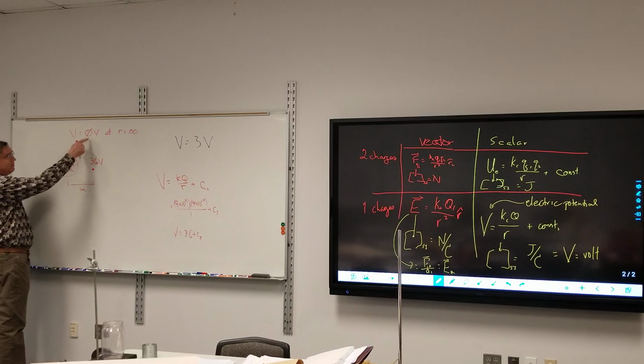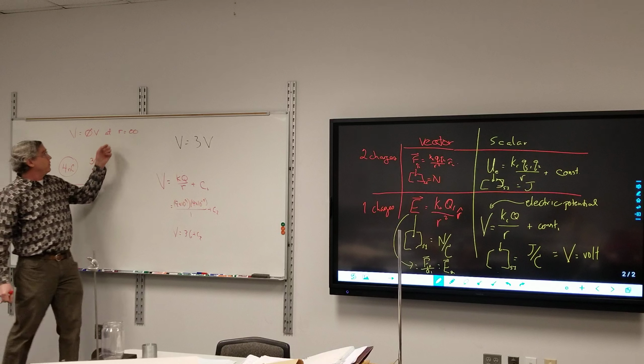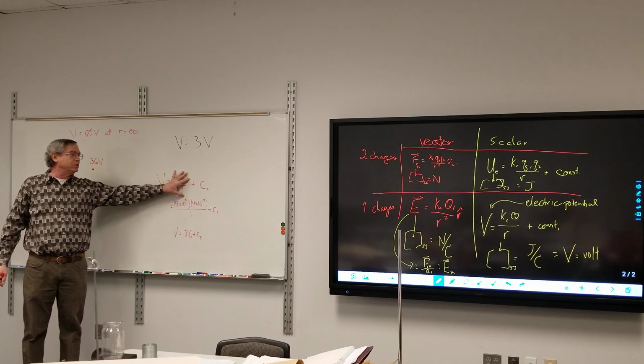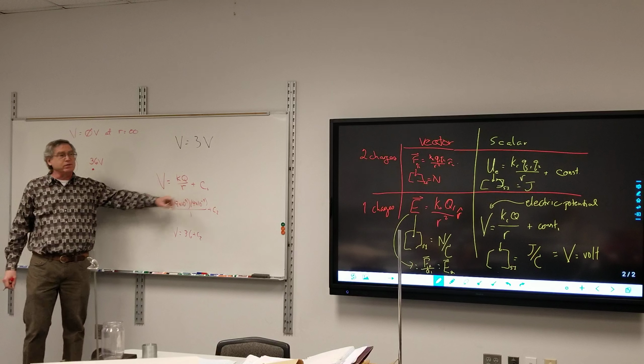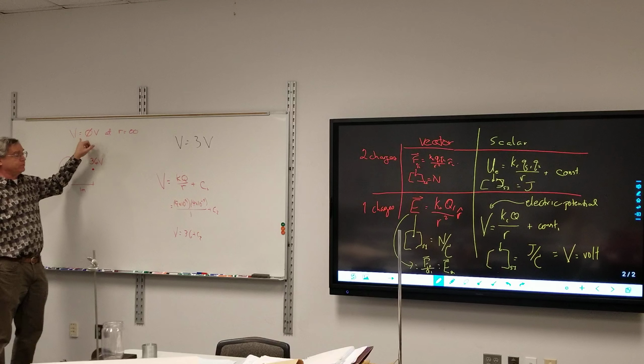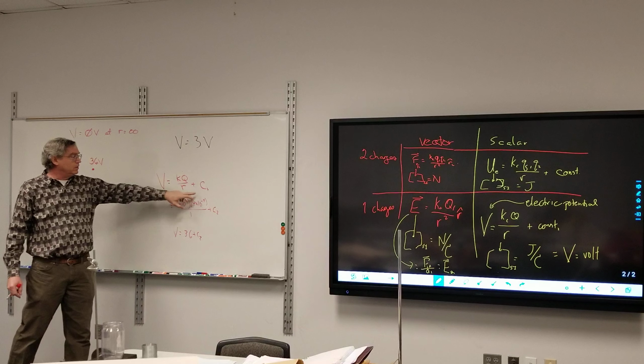Anyway, given this, if we assume that, that means the constant is going to be 0, because if R is equal to infinity, this is close enough to 0, and so the potential is equal to whatever that constant is. And if I'm saying the potential is 0 when R is equal to infinity, then the constant has to be 0.